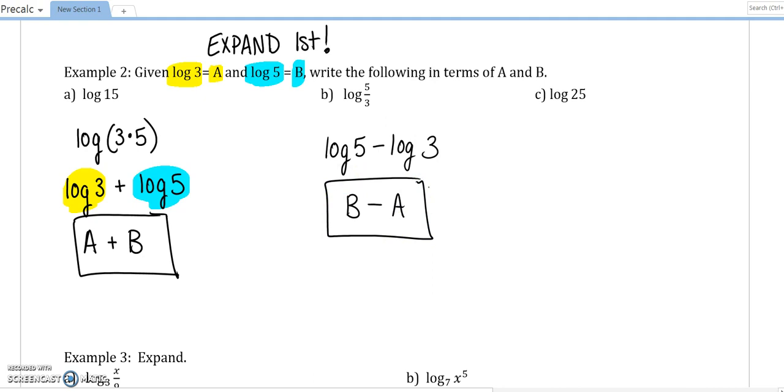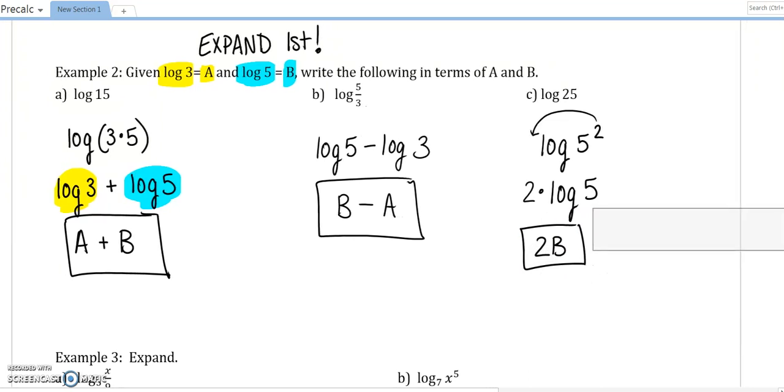Alright, sometimes you'll get ones where it's not both of them. Maybe you can rewrite it as just one of them, like log of 25. There's no 3 that I can create in 25, but 25 is 5 squared. And I have a rule about exponents. I can bring them to the front and turn them into coefficients. So now this says 2 times log 5, and I happen to know that log 5 is b, so this is just 2 times b.